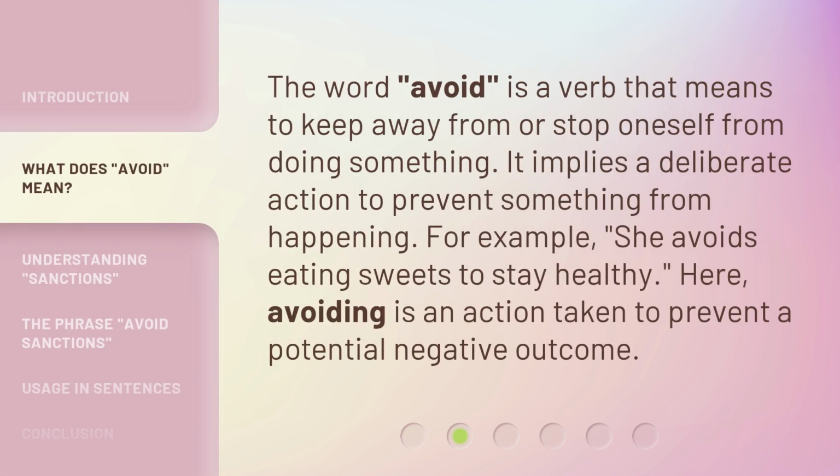The word avoid is a verb that means to keep away from or stop oneself from doing something. It implies a deliberate action to prevent something from happening. For example, she avoids eating sweets to stay healthy. Here, avoiding is an action taken to prevent a potential negative outcome.